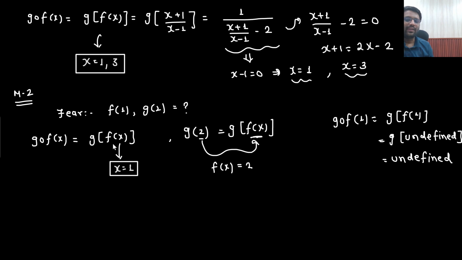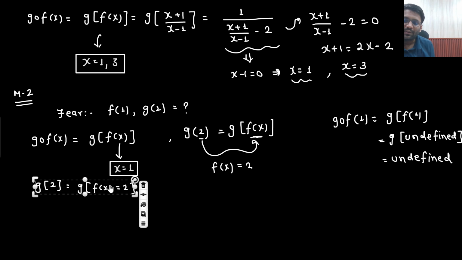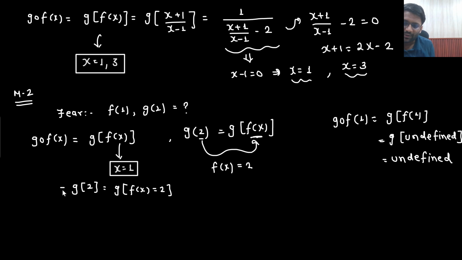Are you able to understand this point? If I put f(x) equals 2, then the function would become discontinuous. What I mean to say is that I am putting g of 2, that is, g of f(x) with f(x) equal to 2. I am talking about g of f(x). So if I put f(x) equals 2, then g of 2 will be there, and this will be the problem. Here the function will become undefined.